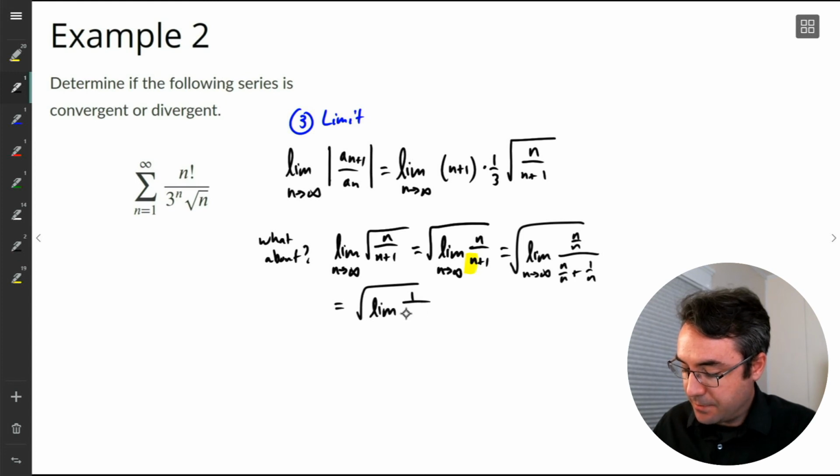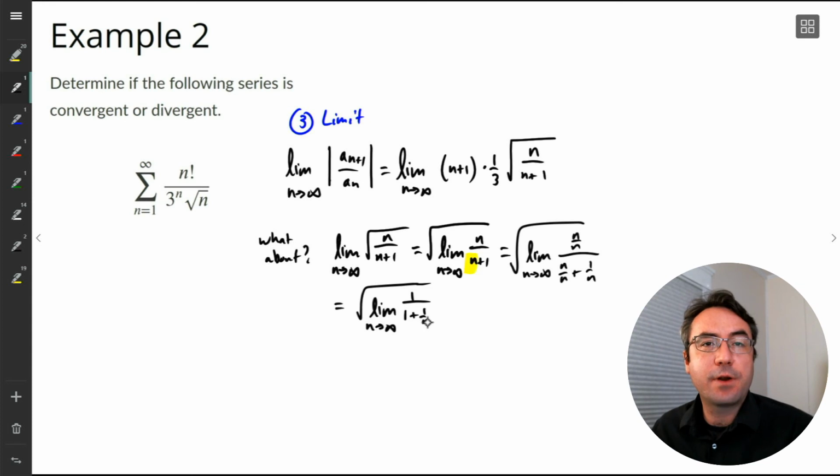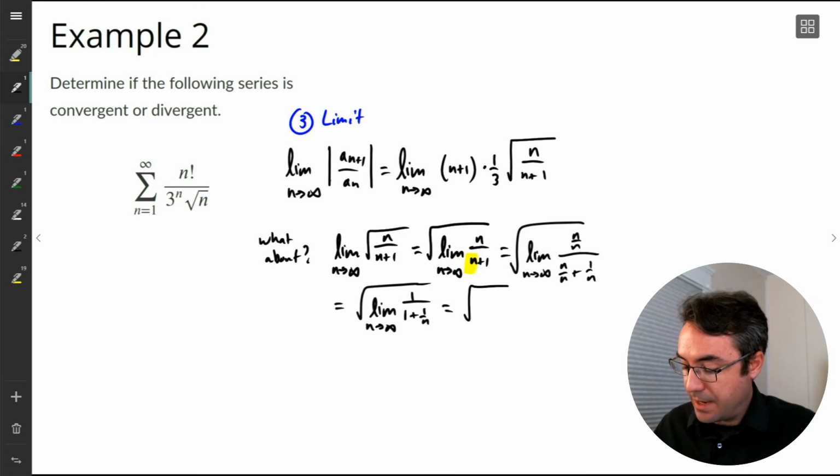So it ends up being the limit of 1 over 1 plus 1 over n as n goes to infinity. And that 1 over n, that's one of our c over infinity forms, so that goes to 0. So what do we end up with? We end up with the square root of 1 over 1 plus 0, which is equal to 1.